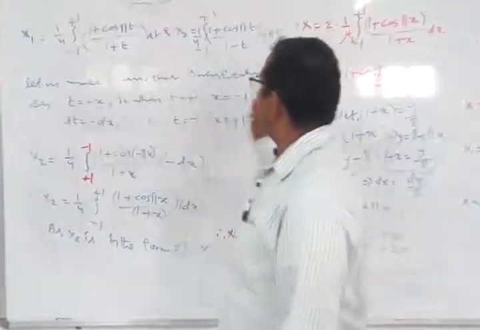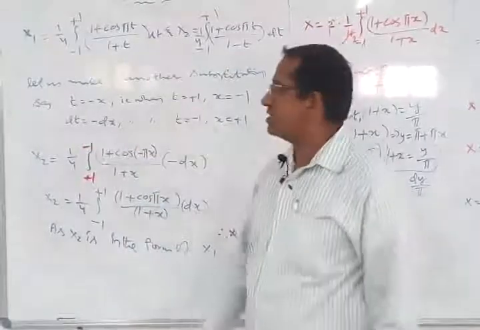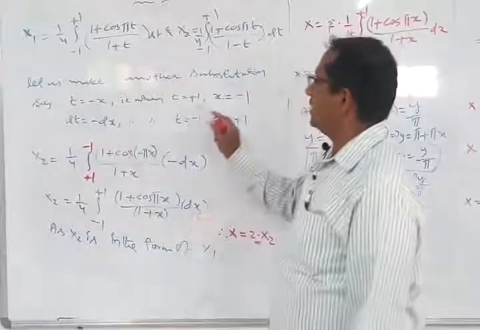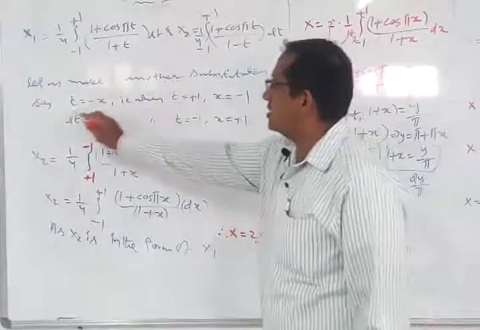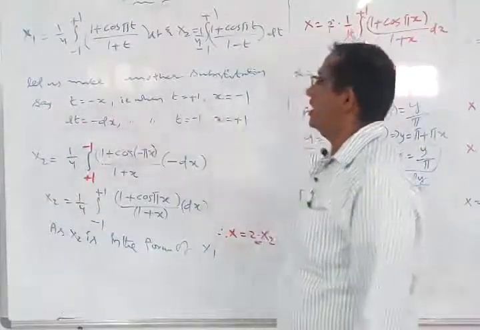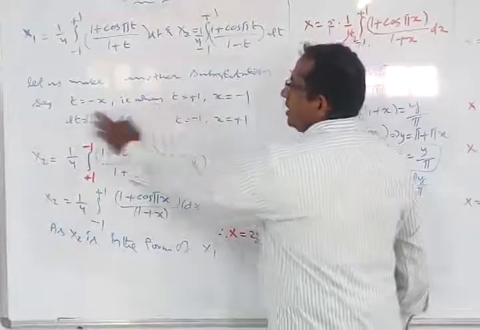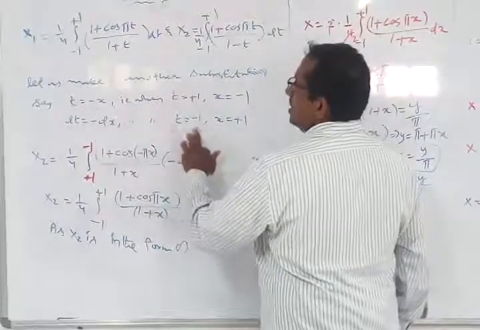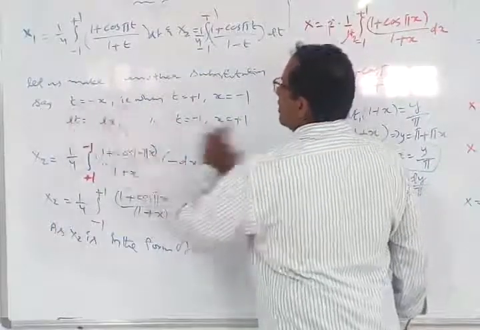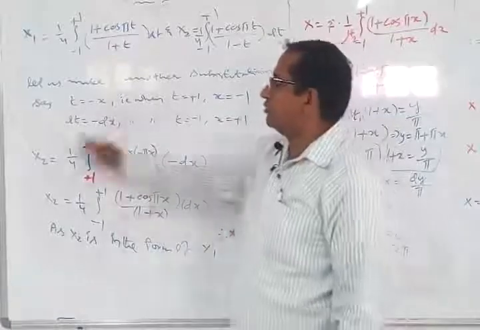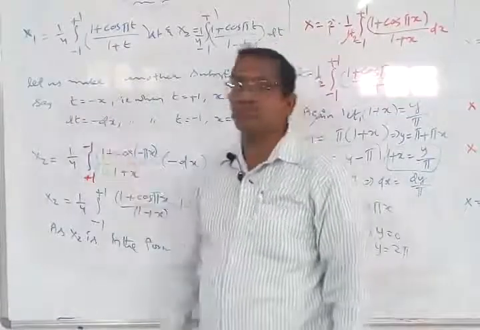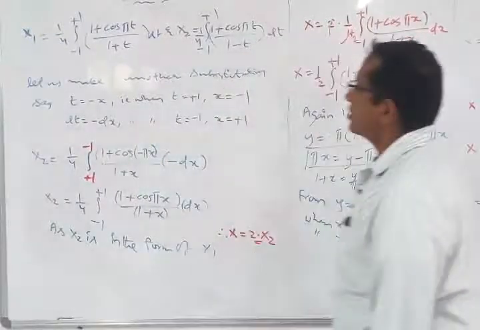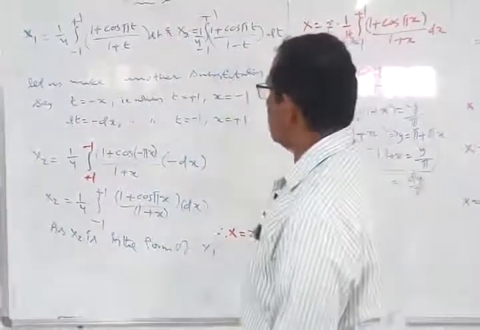So let us make another substitution for variable change, and we will write t is equal to minus x here. That is, when t is equal to plus 1, the x value will be minus 1. Substitute here, t is equal to plus 1. What is the x value? x is equal to minus 1. So if t is equal to minus 1, x will definitely be plus 1. If you differentiate t is equal to minus x, what do you get? dt is equal to minus dx. Let us try to substitute them in the equation now.